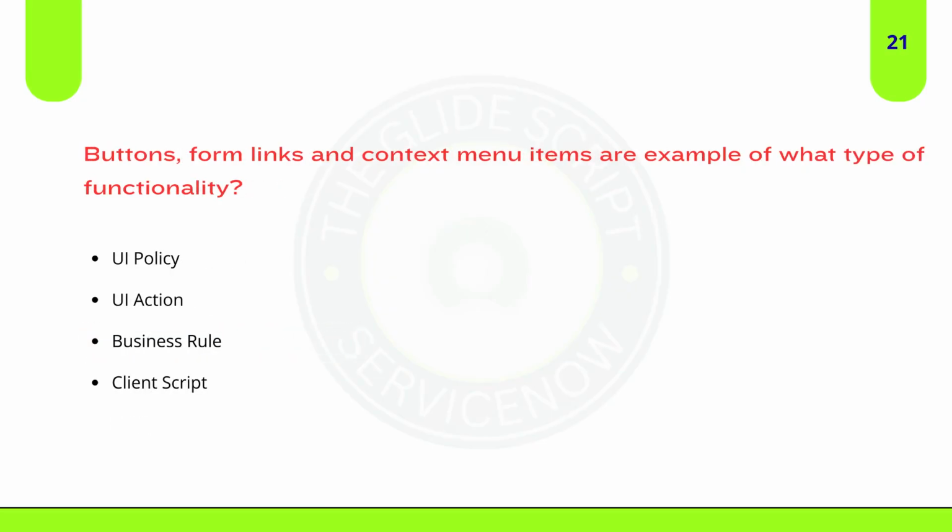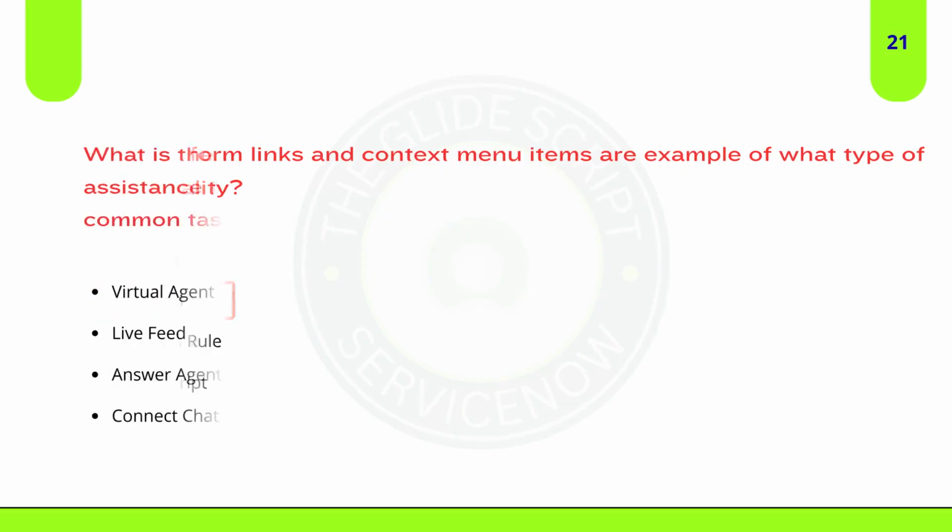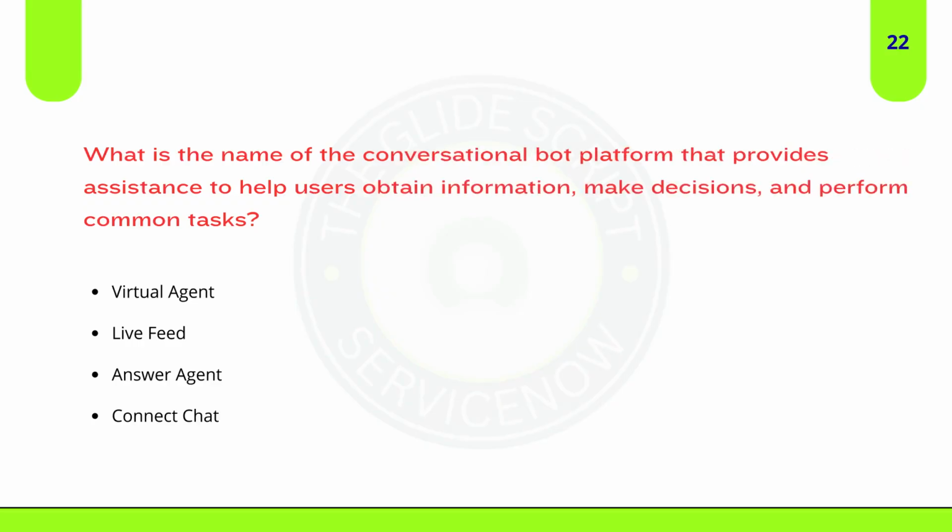Next is, buttons, forms, links, and context menu items are examples of what type of functionality? These are examples of UI actions. Buttons are UI actions, form links, and context menus are UI actions. Second option is the correct one. Next is, what is the name of the conversational bot platform that provides assistance to help users obtain information, make decisions, and perform common tasks? So option 1 is the correct answer, virtual agent.